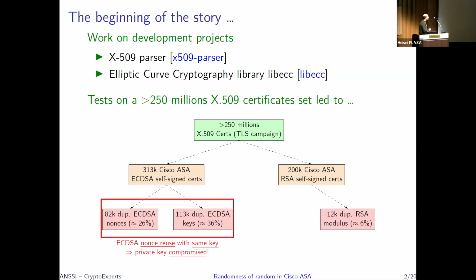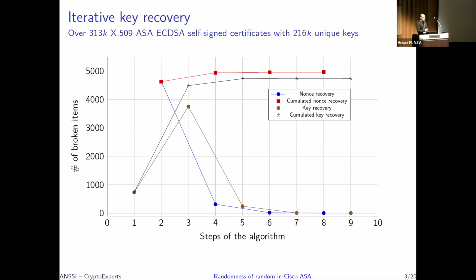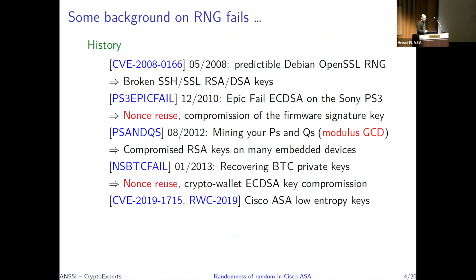Focusing on ECDSA, one thing to notice is that nonce reuse on ECDSA is quite devastating, since using the same nonce with the same private key will break both the nonce and the private key. We exploited this attack since we had some intersection between the duplicated nonce certificate set and the duplicated key certificate set, using a kind of iterative algorithm where we were bouncing from a found private key to a found nonce and vice versa. We were able to break 5,000 certificate keys using this algorithm. Obviously, duplicated nonces and keys point at a serious RNG failure here.